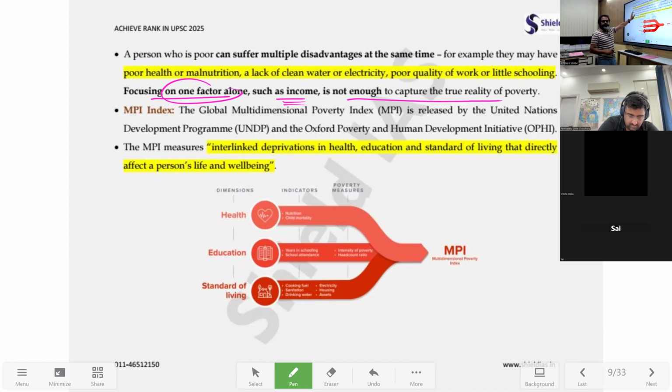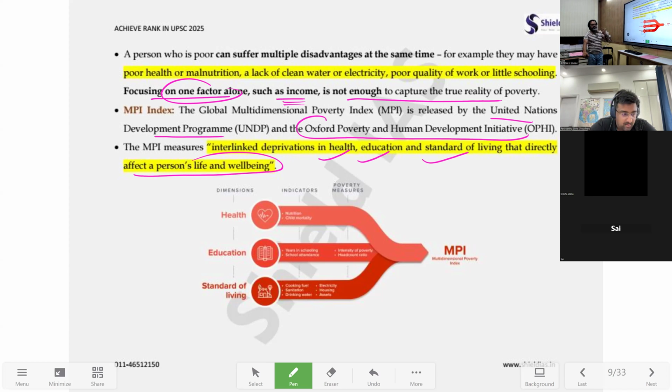Hence comes into the picture the MPI, the multidimensional poverty index. The global multidimensional poverty index is released by, first of all, UNDP and the Oxford Poverty and Human Development Initiative. It measures health, education, and standards of living that directly affect a person's life and well-being. So there are three major categories here: health, education, and standards of living. The indicators can be nutrition, child mortality, schooling, then electricity, drinking water, all these things which improve the standards of life. So we have to reduce multidimensional poverty by half till 2030 across the world.